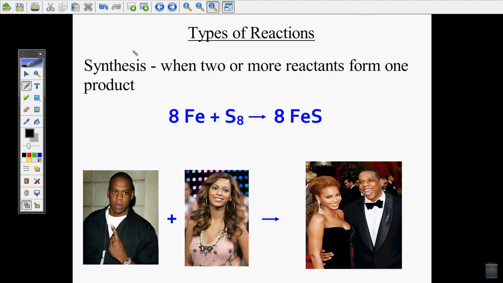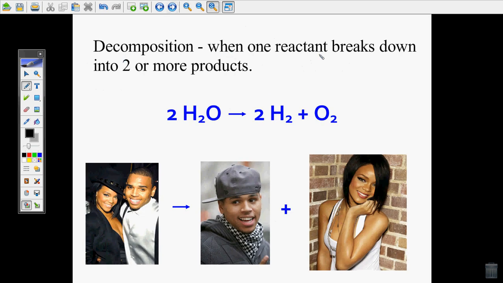Types of reactions. First one is synthesis. This is when 2 or more reactants combine to form one product. So like when Jay-Z and Beyonce got together, now they're a couple. Decomposition, when one reactant breaks down into 2 or more products. So water decomposing into hydrogen gas and oxygen gas, like Chris Brown and Rihanna when they broke up.